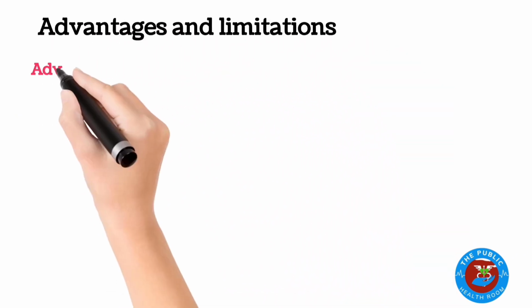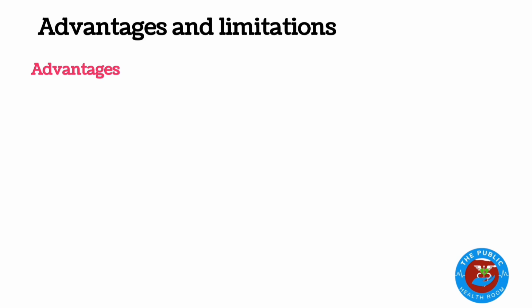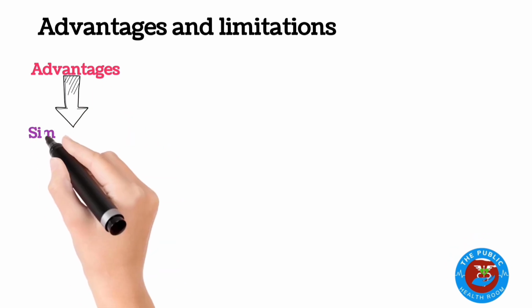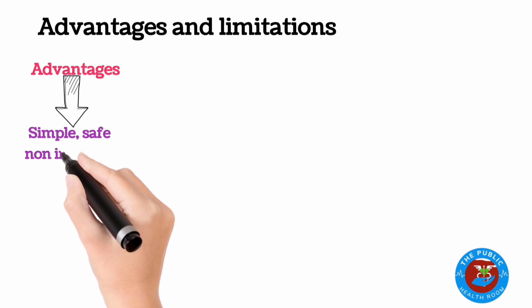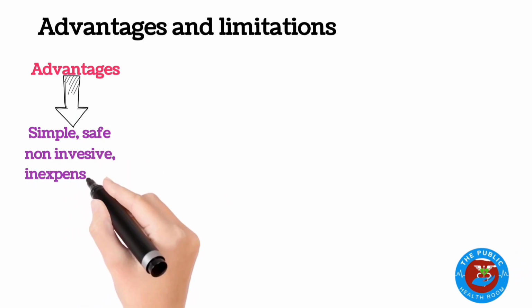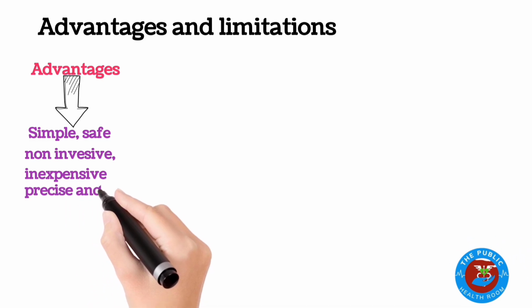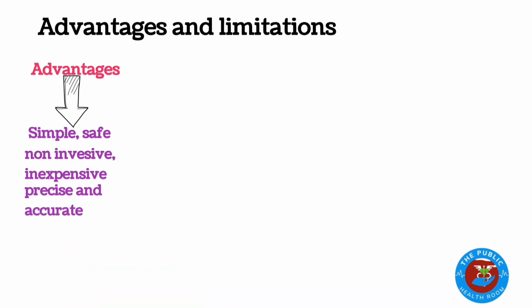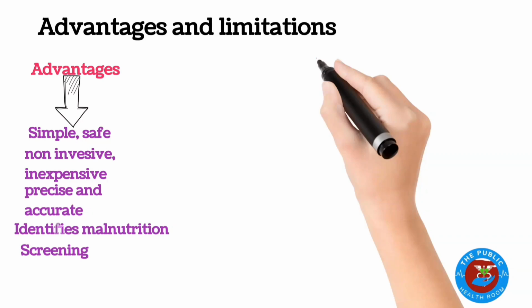Advantages of anthropometric assessment include simple, safe, non-invasive technique. It is also an inexpensive equipment which is portable, durable, and purchased locally. Precise and accurate method if techniques are standardized and personnel are trained. It can also identify mild, moderate, and severe malnutrition, giving credible results. Anthropometric measurement can also be used to screen persons at high risk to under or overnutrition and monitor change.